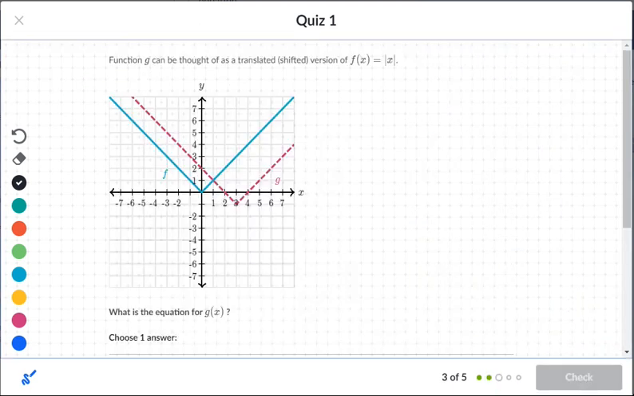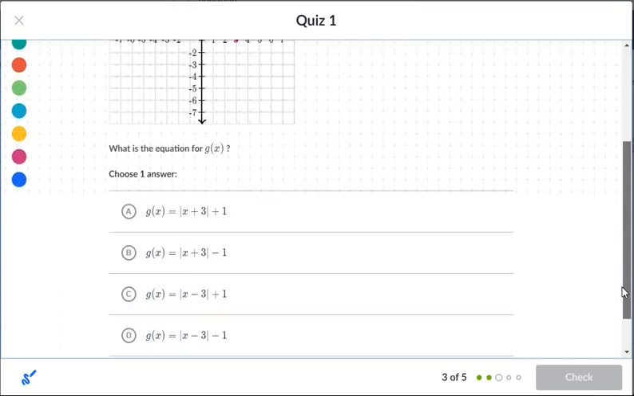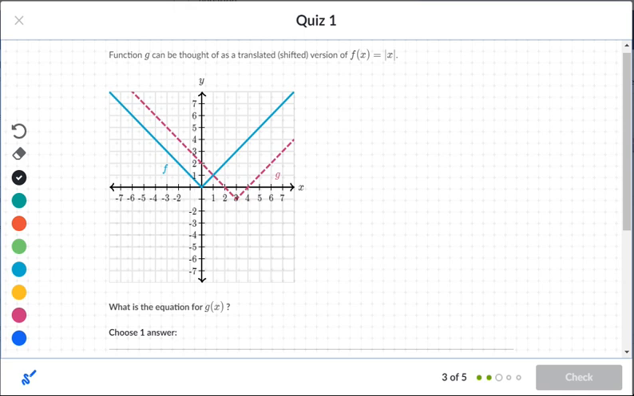Okay, we have a translation here, and what we notice is that the blue was located here, and this time the red is here. So again, they're basically the same shape, but it was just moved over. We see our different answers here: the x plus 3, the x plus 3, the x minus 3, the x minus 3. We have a plus 1 and a negative 1. So our original graph was f of x is equal to the absolute value of x.